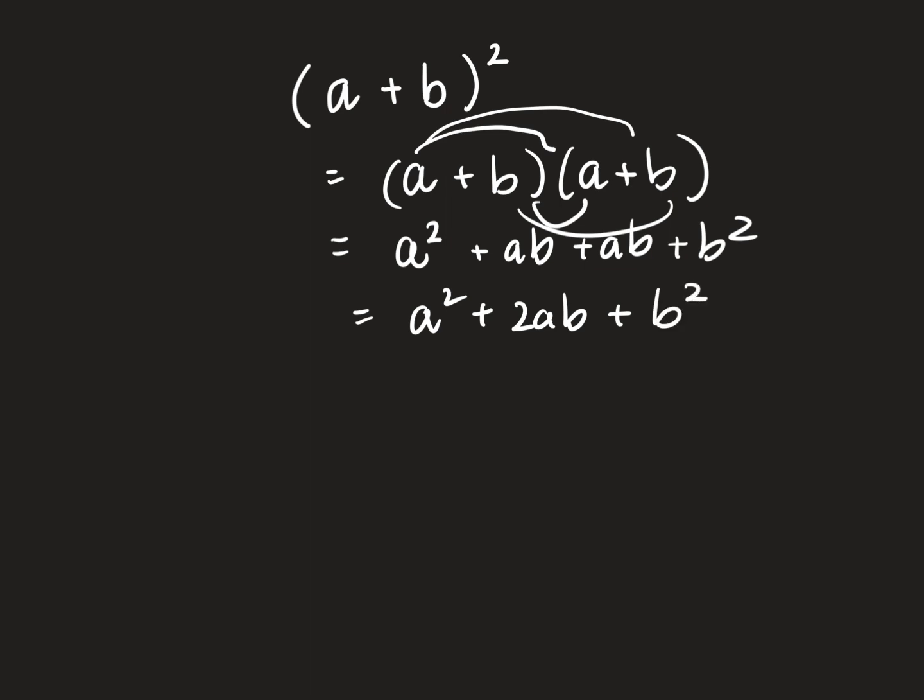Now, if we were to just say that a plus b all squared is equal to a squared plus b squared, that would be absolutely wrong because it leaves out this part here in the middle, 2ab. So when we're expanding a binomial, a plus b to some power, it is much more involved than just applying the power to both of the terms.